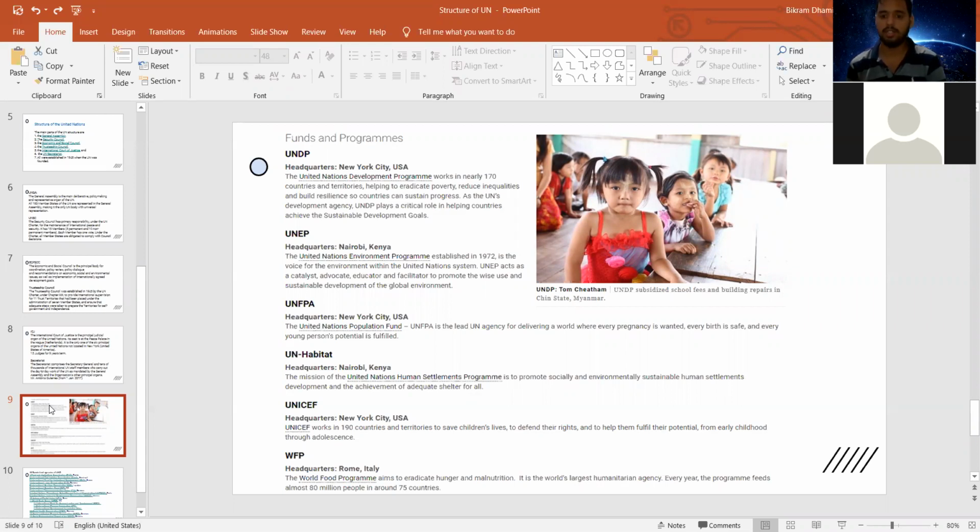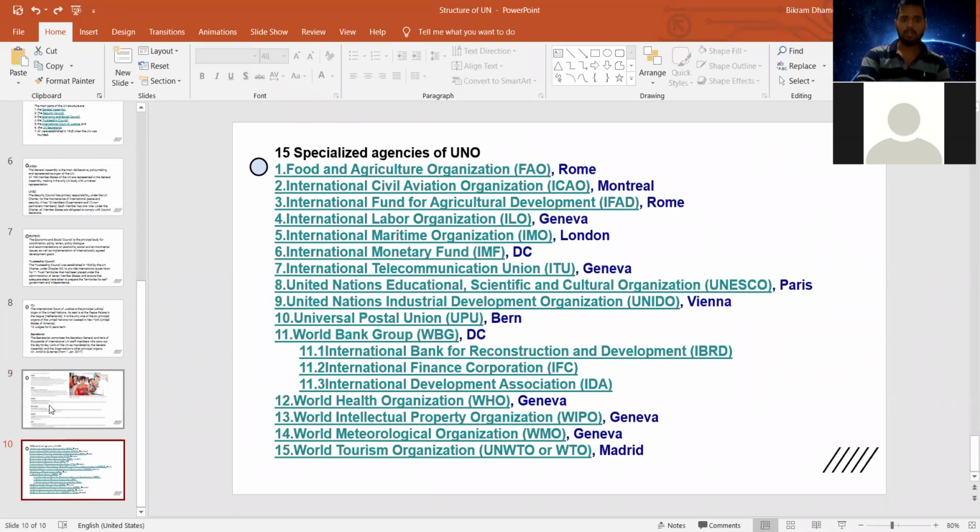It is the world's largest humanitarian agency, and every year the program feeds around 80 million people in around 75 countries. So to end hunger in the world, this program provides food sustenance to around 80 million people in around 75 nations of the world. So these are the funds and programs established under the United Nations. Now these are the specialized agencies of the United Nations.